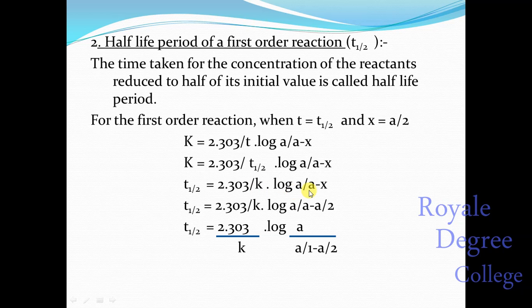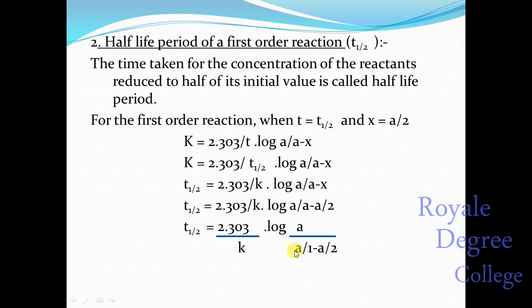Next, t half = 2.303 / K × log a/(a − x), and in place of x we write its value. What is the value of x? a/2. Now t half = 2.303 / K × log a/(a − a/2). Under a there is nothing in the denominator, so by understanding we can say it is 1. So we write a/1 minus a/2. Now we are taking the LCM.